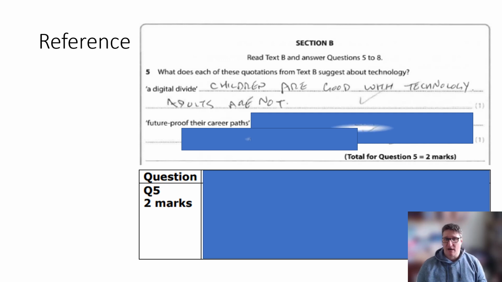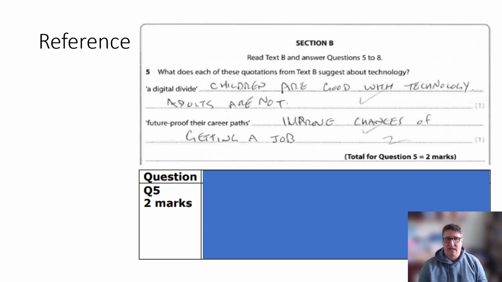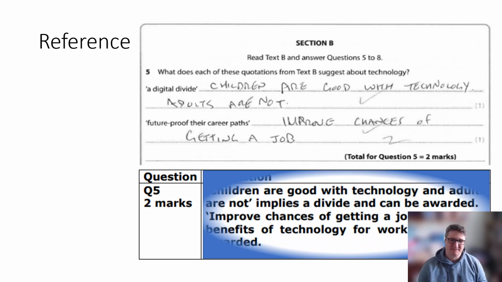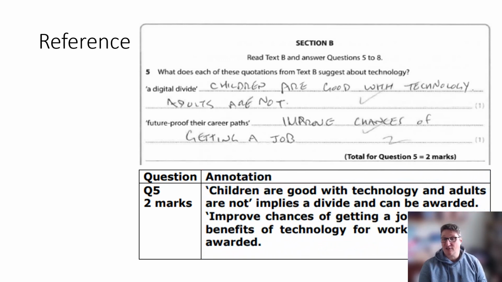Future-proof their career paths, improve the chances of getting a job. Would you like to know what the examiner said? Well, I'll tell you then. Children are good with technology and adults are not implies a divide and can be awarded. Improved chances of getting a job implies benefits of technology for work and can be awarded.